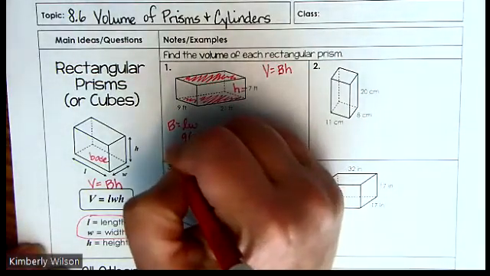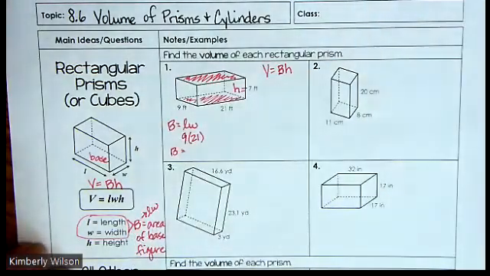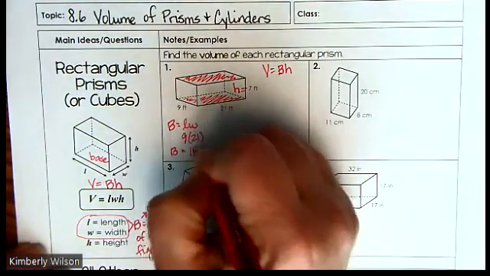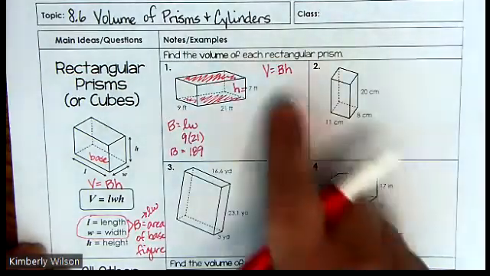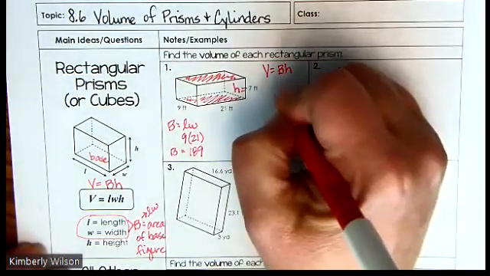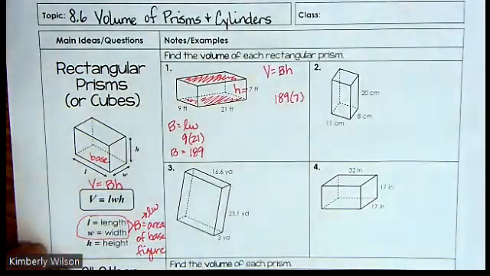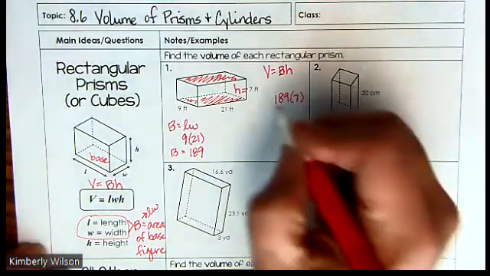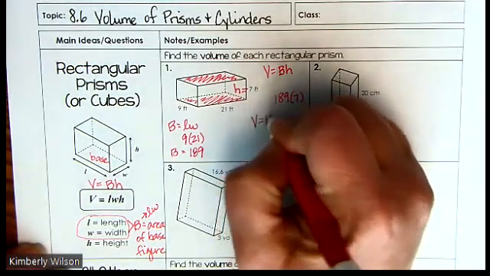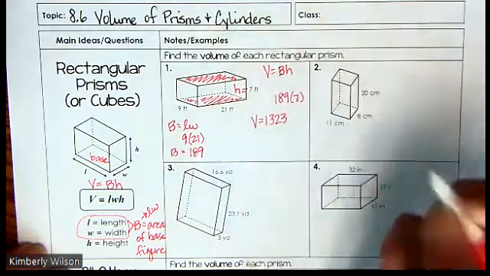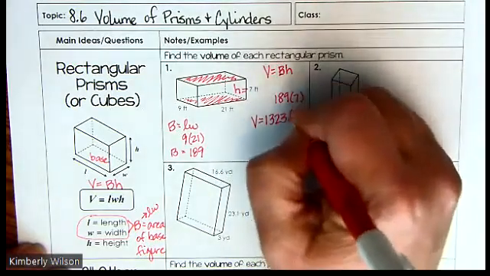So we have that the capital B equals 9 times 21, which is 189. And then I would plug that in. So I would have 189 times 7. There's a reason why I skipped it, left some space, times 7. So that gives me my volume is 1323 feet cubed.